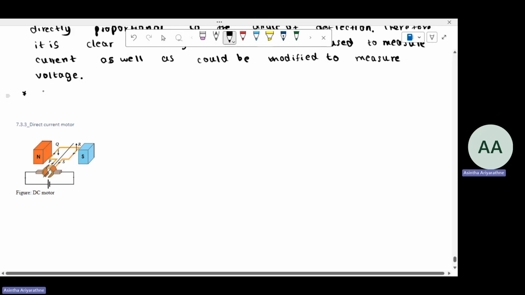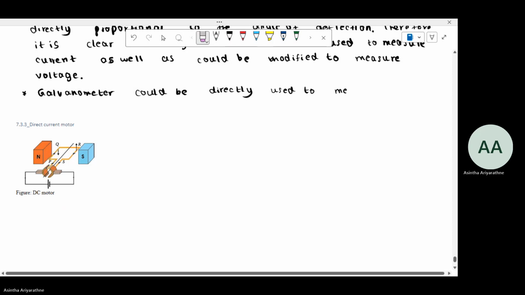Only the galvanometer could be directly used without any modification to measure current in the milliampere range. Right? If this is directly exposed to the ampere range, then this would burn up.